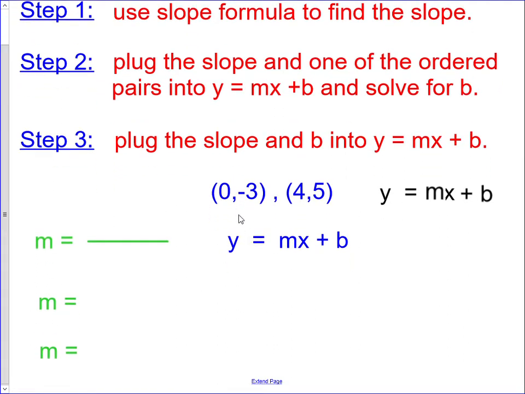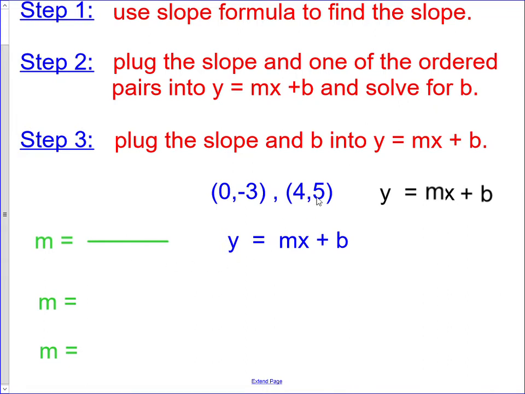We're given the ordered pairs (0, -3) and (4, 5). So let's plug that into our slope formula. If you remember the slope formula, it was m is equal to y sub 2 minus y sub 1 over x sub 2 minus x sub 1.